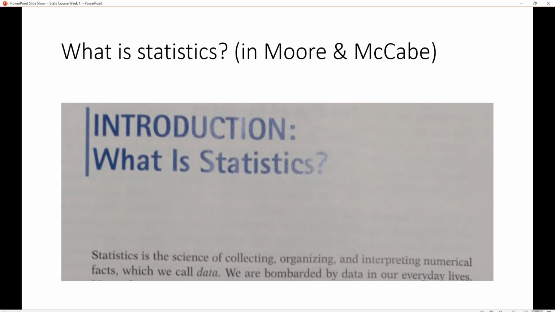And maybe the first question we should answer is, what is statistics? And this is from the Moore McCabe book handout that I have provided. And they answer the question, what is statistics, by stating that statistics is a science of collecting, organizing, and interpreting numerical facts, which we call data. So we often plan studies where we collect data. We organize that data. Usually it's when we construct our data sets, and we interpret the results from our statistical analyses.